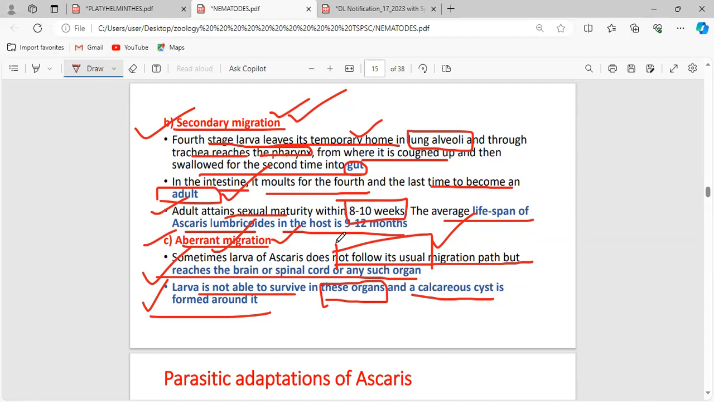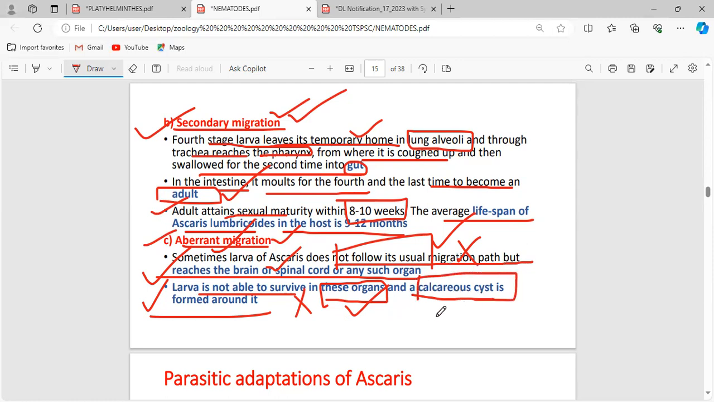See, if it does not follow the usual migration path like in the primary and secondary migration, it will reach the brain or the spinal cord or any other organ apart from those organs mentioned in the primary and the secondary migration. If it reaches these particular organs, these larvae can't survive. They can't survive, and what are they going to form?